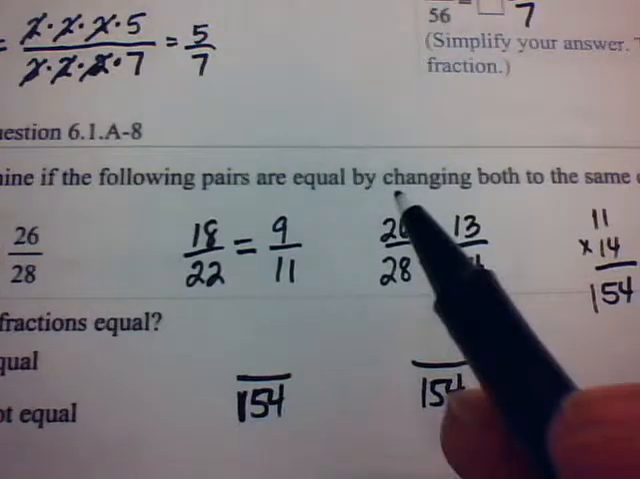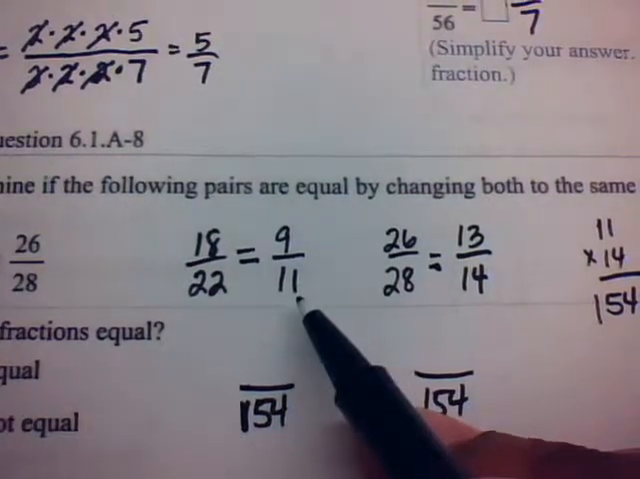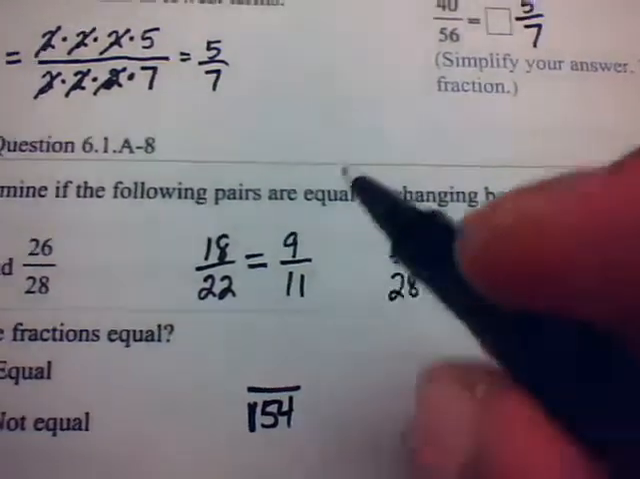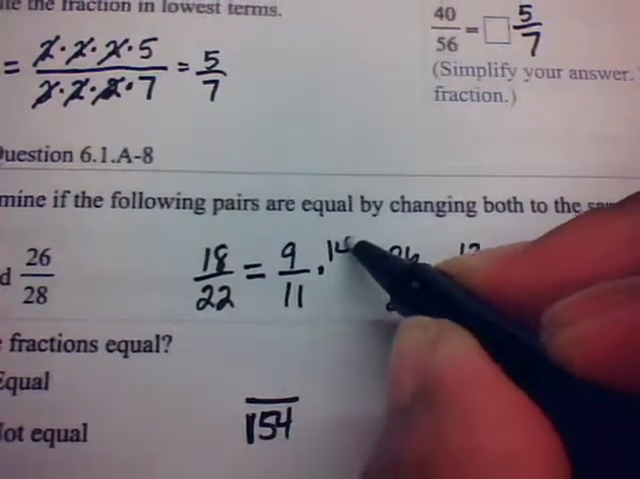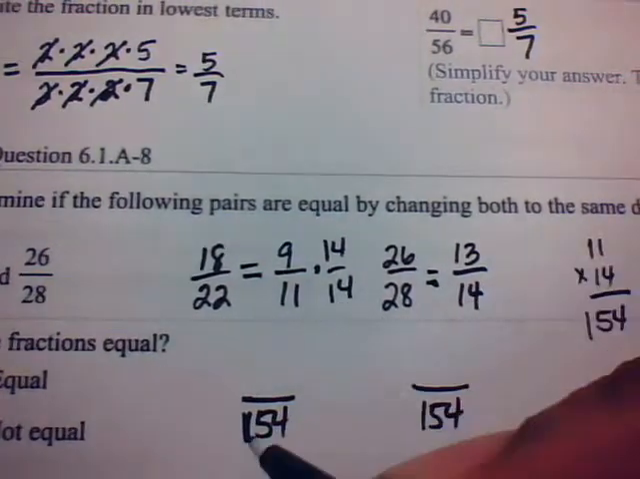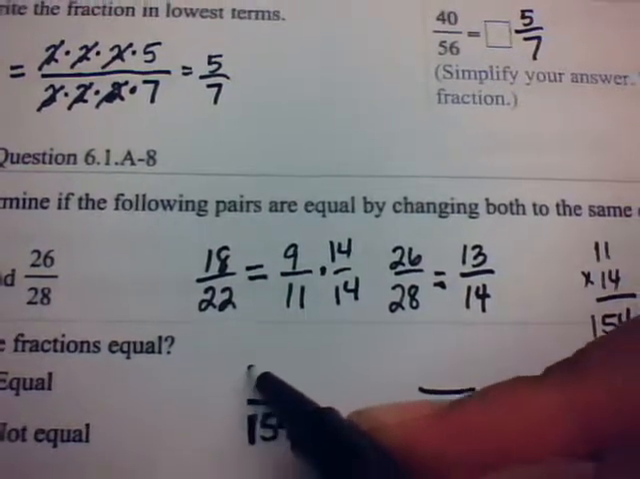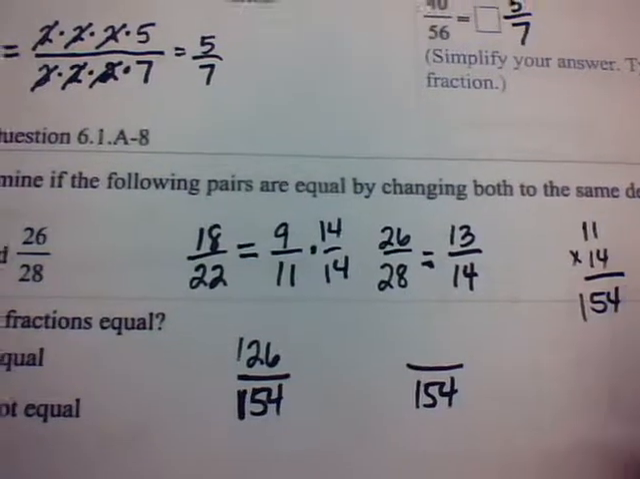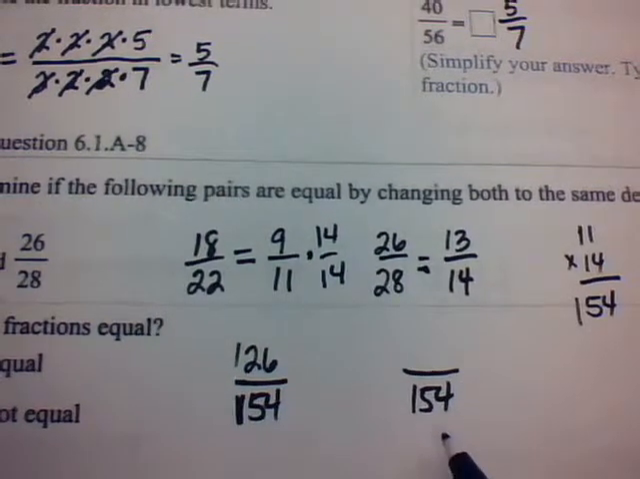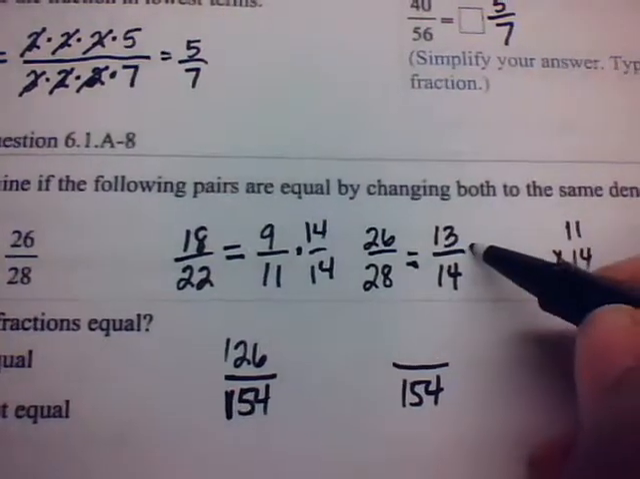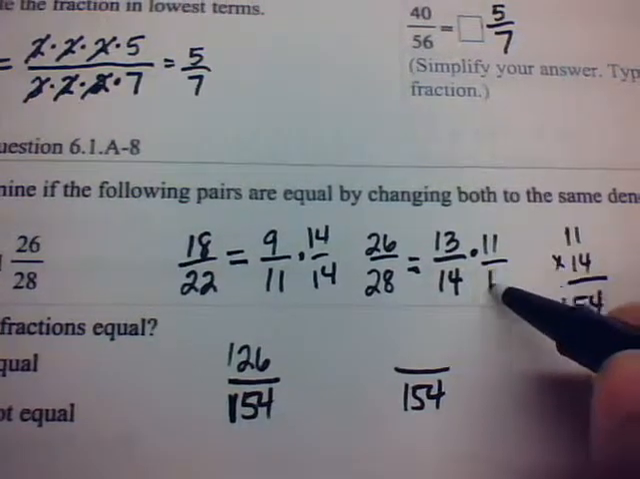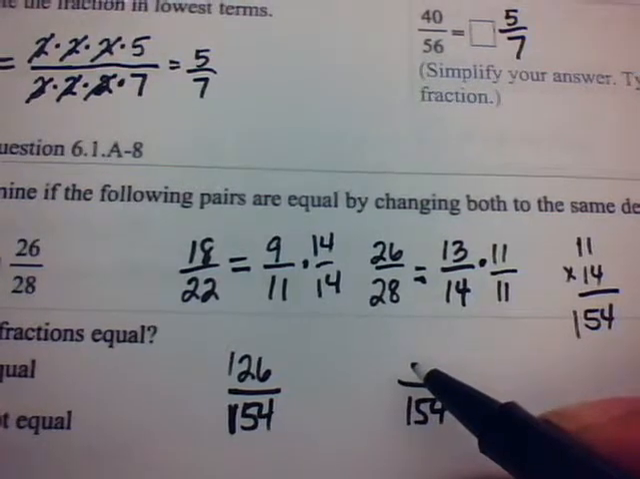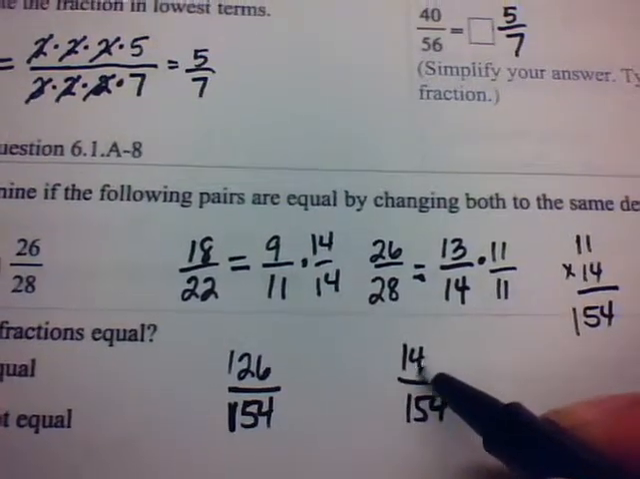Okay? Now let's look at 9/11s. If I want to make 9/11s into 154ths, I need to multiply the numerator and the denominator by 14. And that would give me 126. And for 13/14, if I want to make that denominator 154, an equivalent fraction means I need to multiply the numerator and the denominator by 11. And that's going to give me 143.